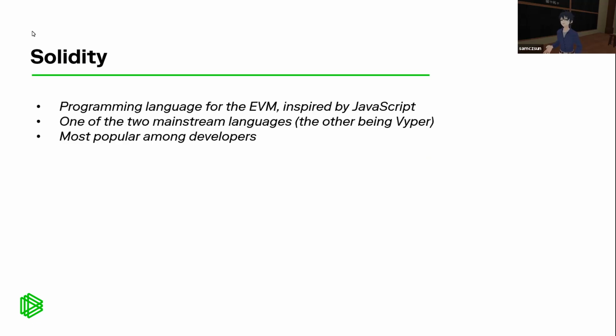So Solidity is a programming language for the EVM. It was inspired by JavaScript, and it's one of the 2 mainstream languages in use today. The other one being Viper, which was inspired by Python. Unfortunately, or for better or for worse, I guess, Viper was designed with security in mind, which means that a lot of features that people have come to know and love aren't available, like recursion or unbounded loops. So Viper hasn't really caught on, and Solidity remains the most popular language among developers.